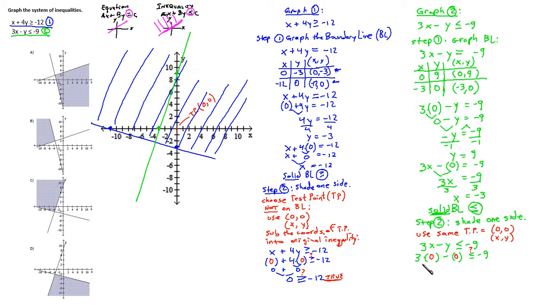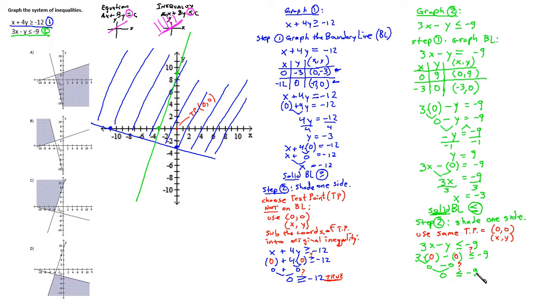Okay, here we go. 3 times 0 is 0. 0 minus 0 is 0. Is 0 less than or equal to -9? And that is the question that we're going to have to answer. Is it? Well, when you're looking at 0 is not equal to 9, you can definitely say they're two different numbers, so 0 is not equal to 9.